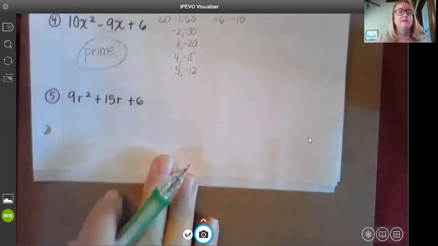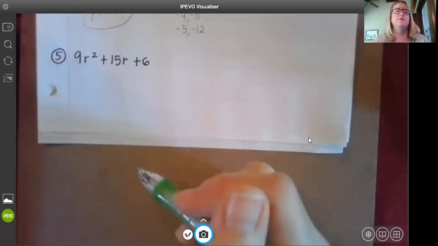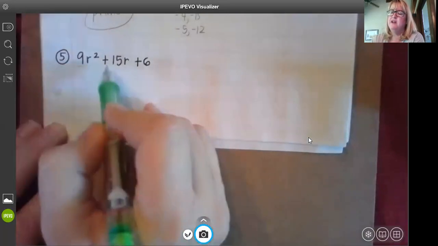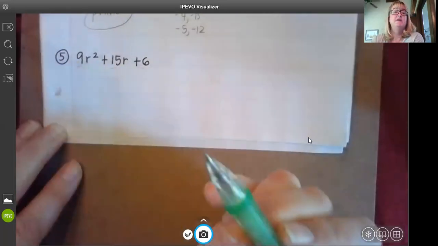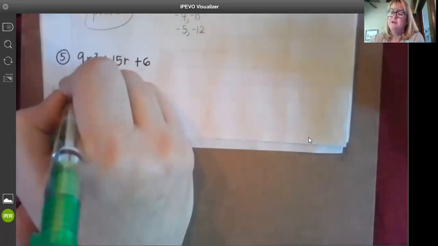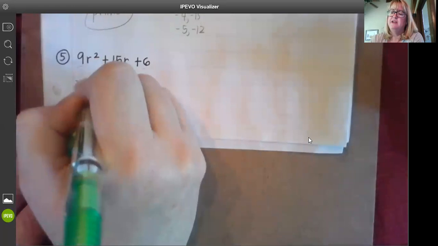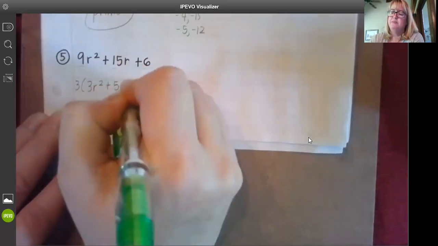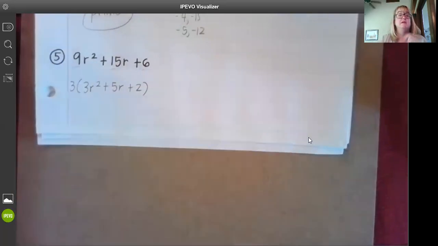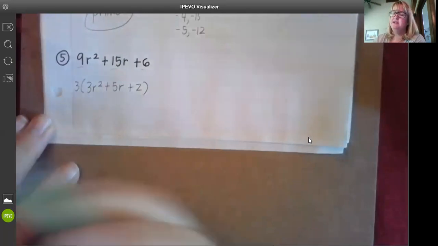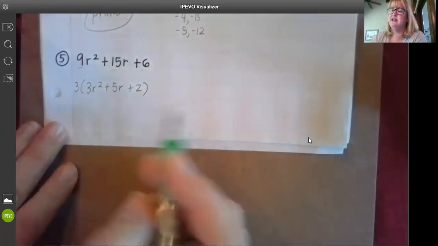All right, let's move on to number 5. 9r squared plus 15r plus 6. Can we factor something out of 9, 15, and 6? Well, the answer is 3. I can factor out a 3. So if we factor out a 3, we will end up with 3r squared plus 5r plus 2. All right. Now we're going to put this 3 to the side. We'll apply it to our answer, but we're going to put it to the side.